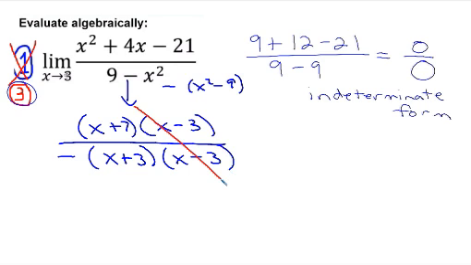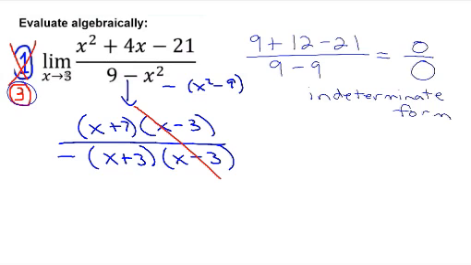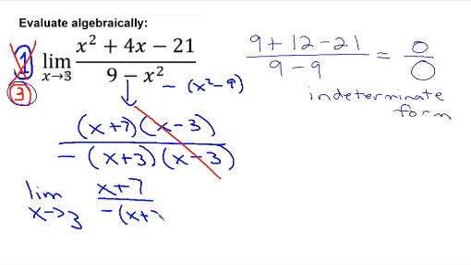And now, like I said on this last page, now we reevaluate. All right, so now let's do the limit as x approaches 3 of x plus 7 over the negative of x plus 3, like that. And let's see if it works this time. Now let's substitute. All right, now let's substitute. And so I get 3 plus 7 over the negative of 3 plus 3.